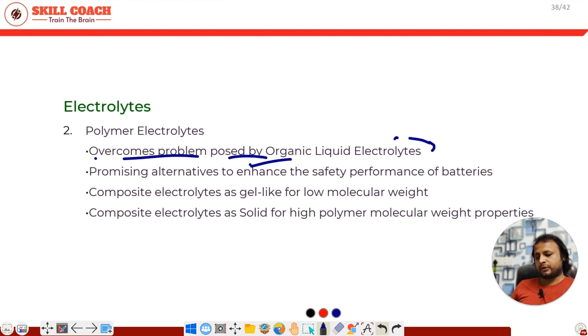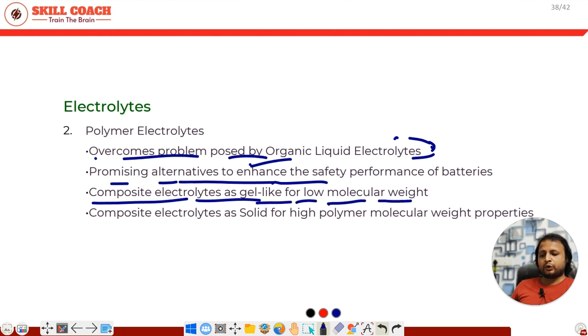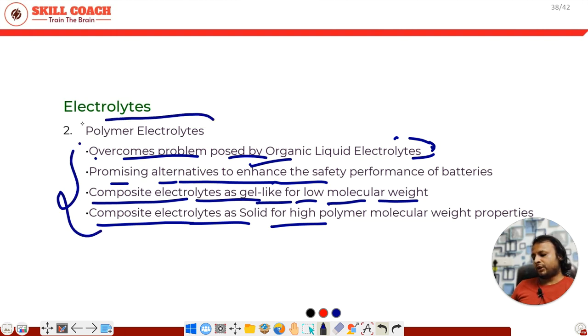This point is good. They are promising alternatives that enhance the safety performance of the battery, which is very good. And composite electrolytes as a gel with low molecular weight are also very good. And composite electrolytes as a solid with high polymer molecular weight properties. So in case of anything, polymer electrolytes are better, up to this point.